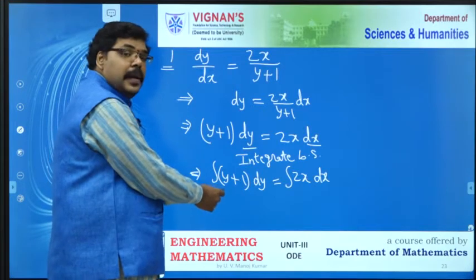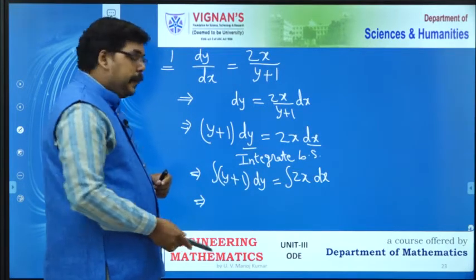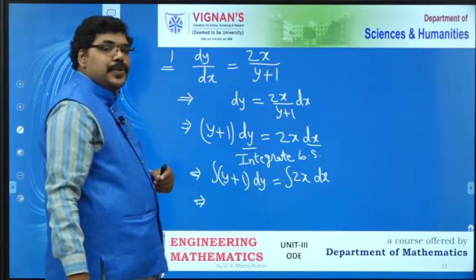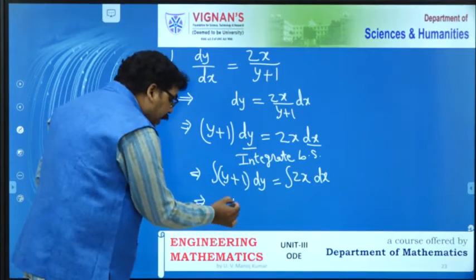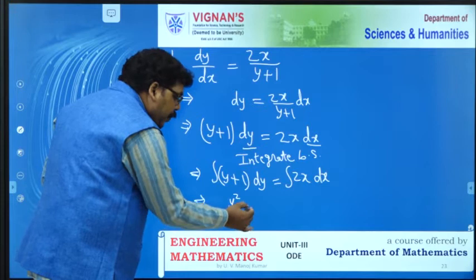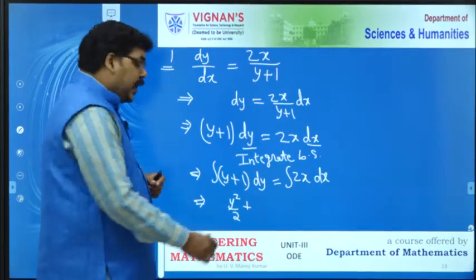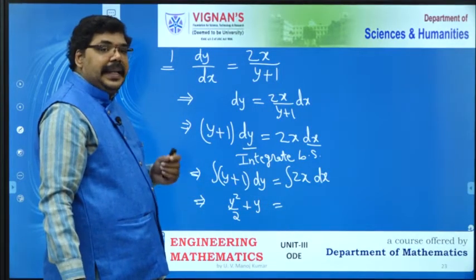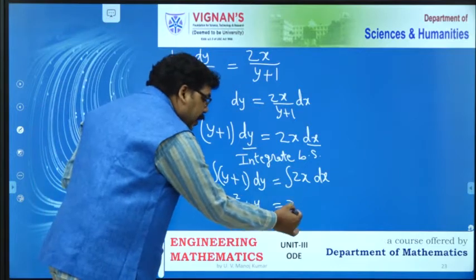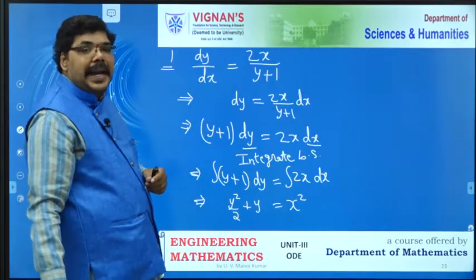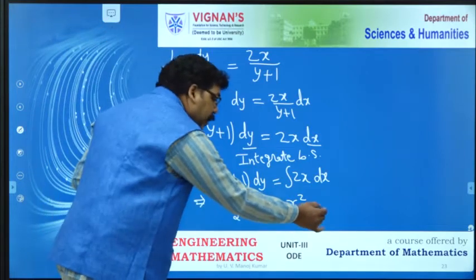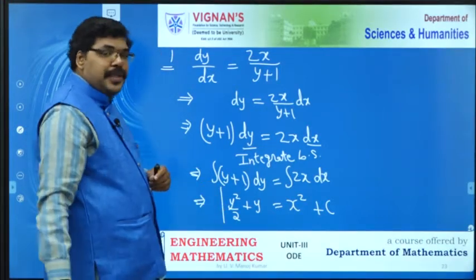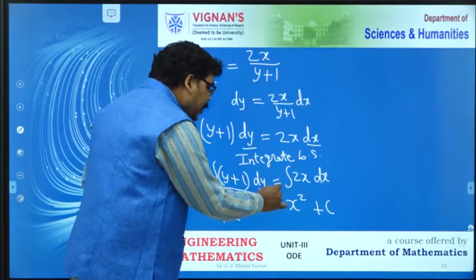So here y plus 1 is integrated with respect to the variable y, and on the RHS 2x is integrated with respect to the variable x. So when I integrate, the integral of y is y square by 2 plus the integral of 1 is y, equals the integral of 2x, which is x square, and we add the integration constant plus c. So this is the general solution of the given differential equation.